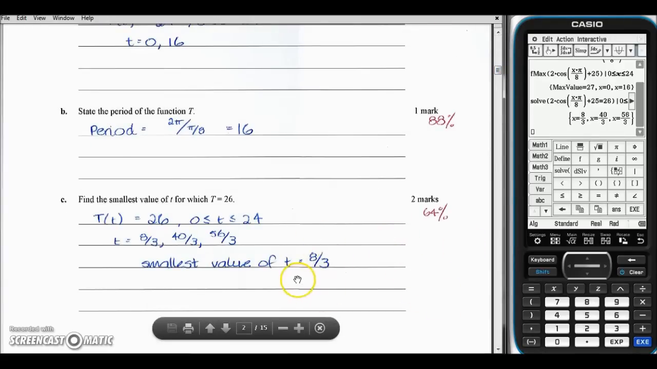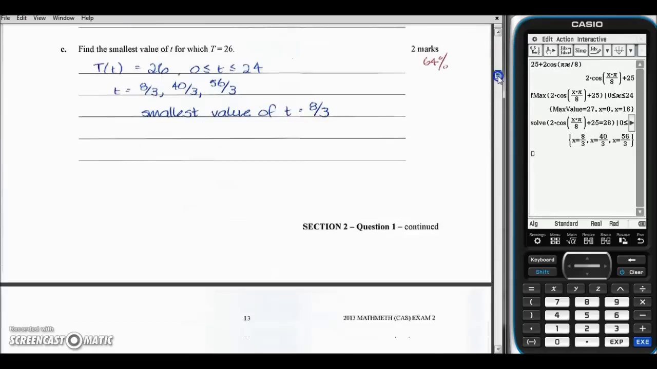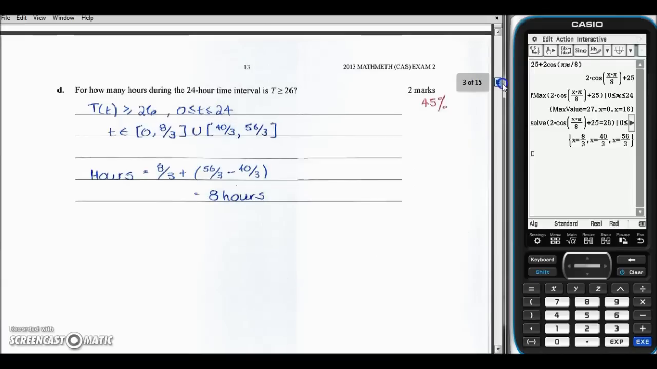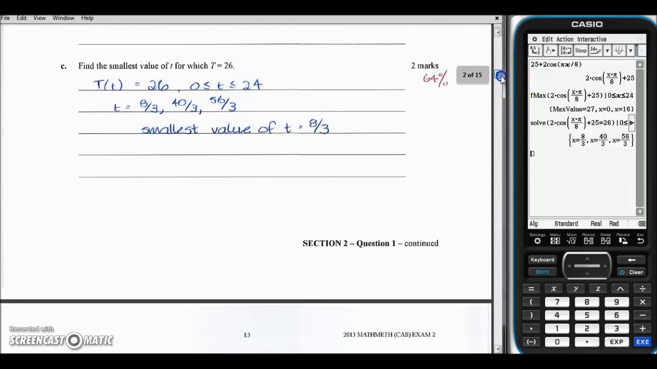I wouldn't just have 8 on 3. So maybe say that you're setting the function equal to 26 or something along those lines. Moving on to part D. For how many hours during the 24-hour time interval is the temperature greater than or equal to 26? So we've already found that it's equal to 26 when t is 8 on 3, 40 on 3, or 56 on 3.